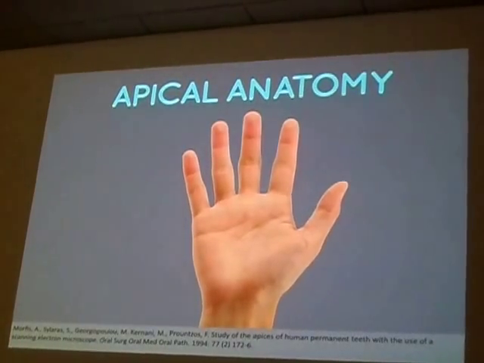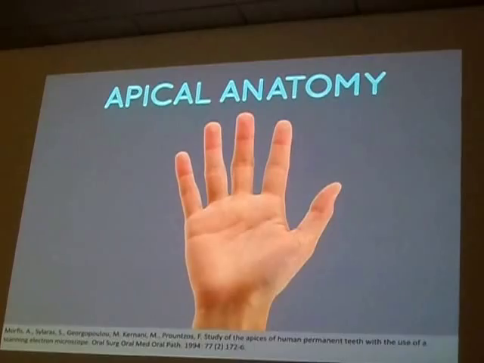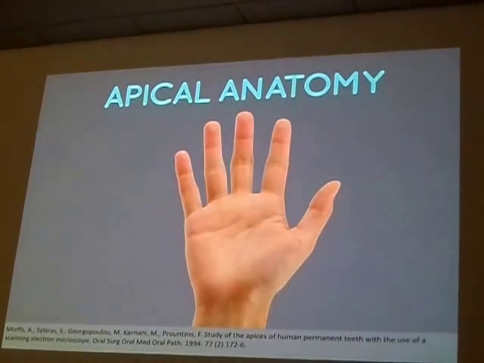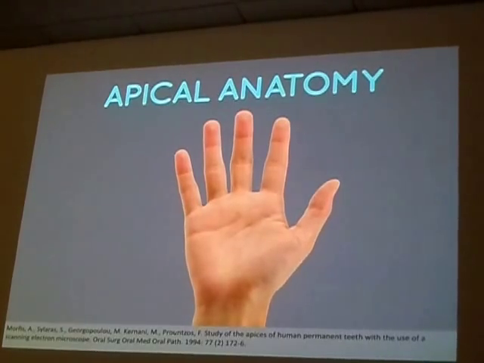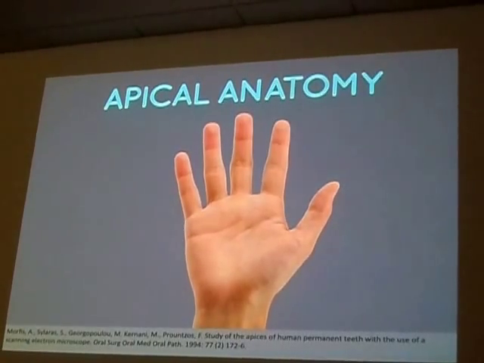So when we're talking about the apical anatomy, what we see is that it's very complex. We have many portals of exit, different locations for the actual anatomical apex, and what we see is that we're never really going to be able to clean the entire apical part of the tooth.